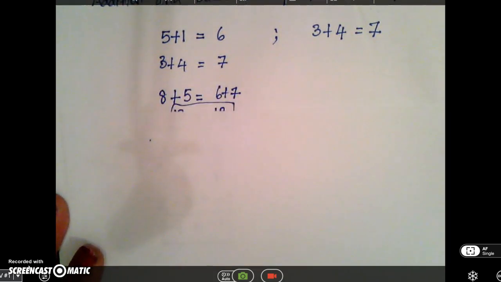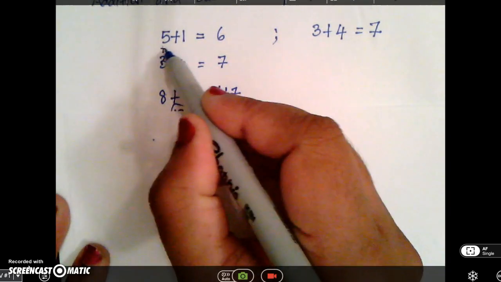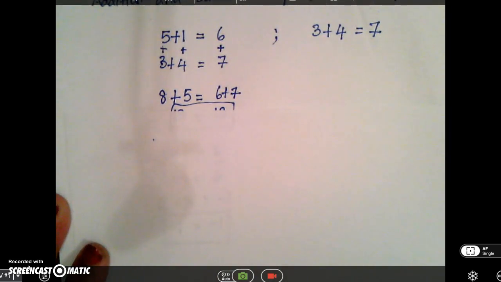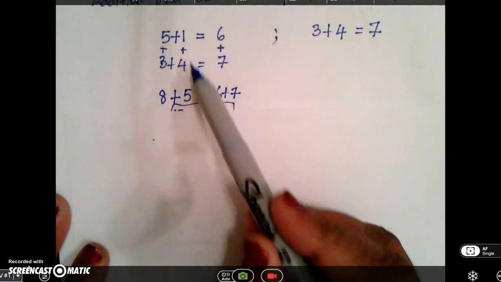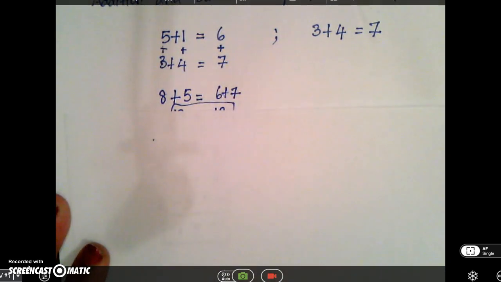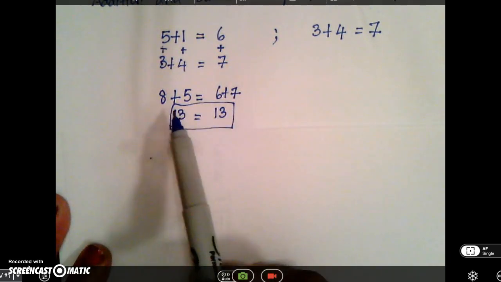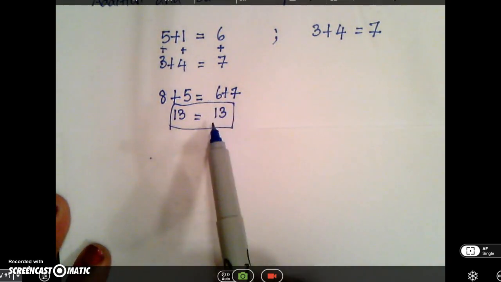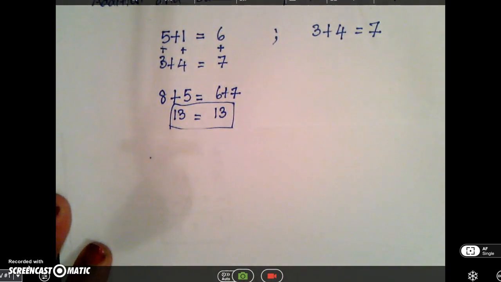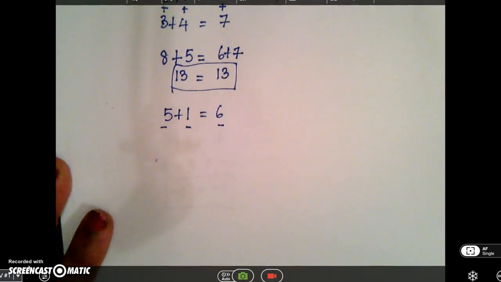Now I'm going to add the two equations. 5 plus 3 becomes 8, and 1 plus 4 becomes 5. 6 plus 7, I'm just adding them. So I got 8 plus 5 is 13. 6 plus 7 is also 13. I still have the sense of the equation. My equation is still true, even though I added both equations.